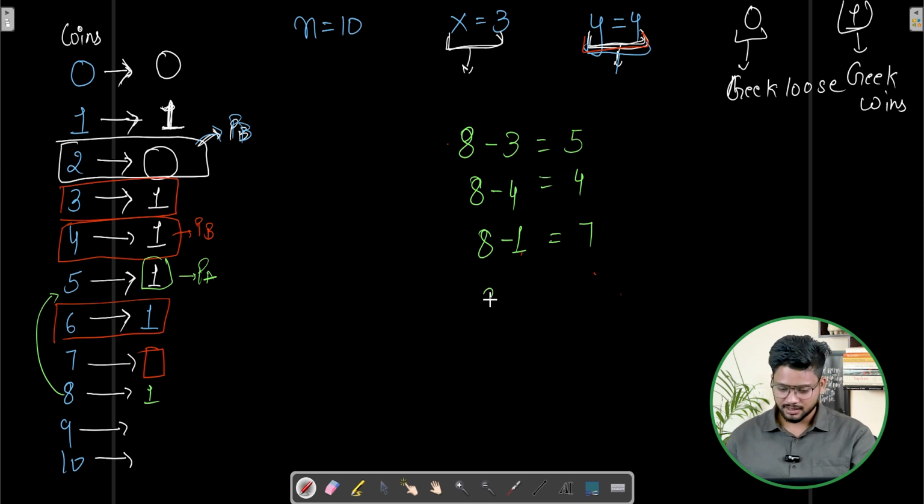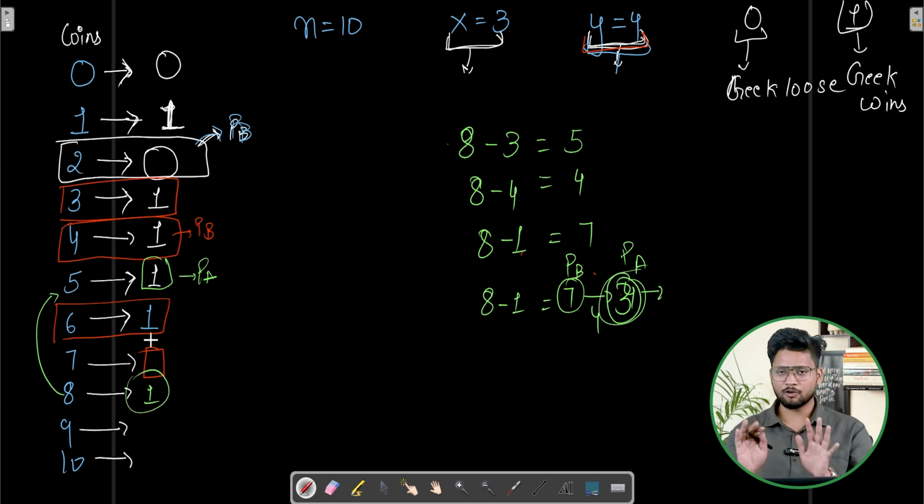What does that mean? If player A has taken 7, now it is the turn of player B. So now player B will take 4 coins. So now the number of coins left is 3. So now player A will take the 3 coins and it is going to be the last. So that's why it is a winner. So this is how we have to go through.